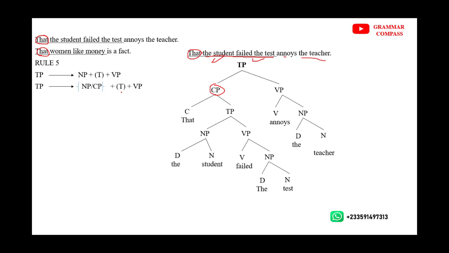Whenever you have a sentence, check whether the noun phrase part is a CP, a complementizer phrase, or it doesn't contain any complementizer. If it contains a complementizer, then the TP is going to give you a complementizer phrase and then a verb phrase, not an NP and a VP. But if the noun phrase part doesn't contain any complementizer, then your TP is going to give you NP and then VP. That is rule number 5.